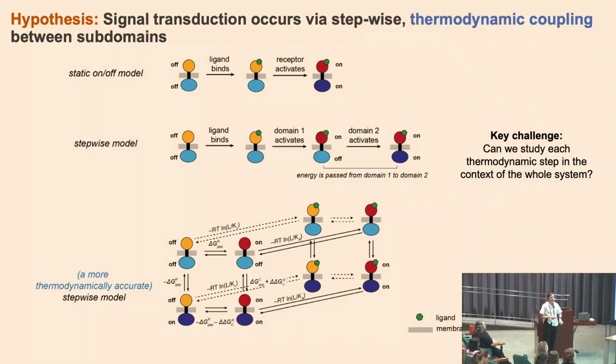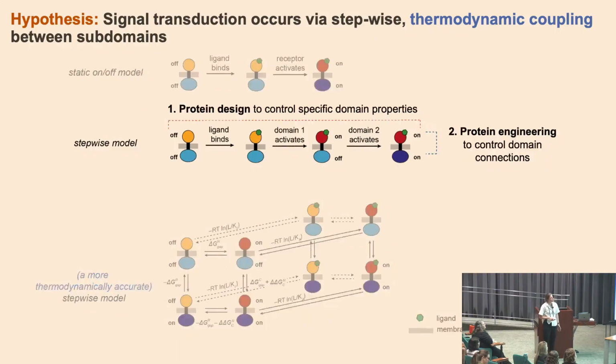So that's where I'm really lucky to come in on this project, because we're uniquely poised to combine tools from protein design and from protein engineering to control specific properties of the subdomains, as well as the connections between the domains, so that we can start to directly test this hypothesis about thermodynamic coupling and signal transduction.